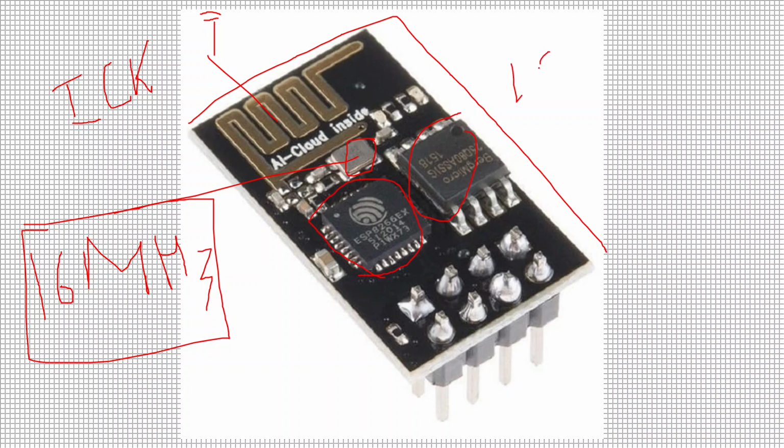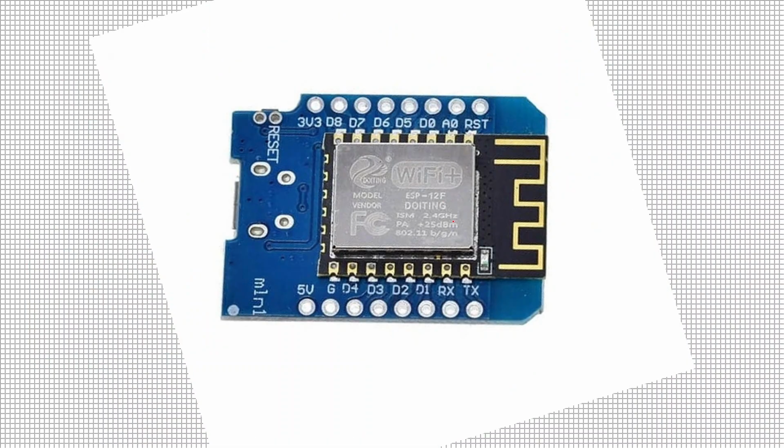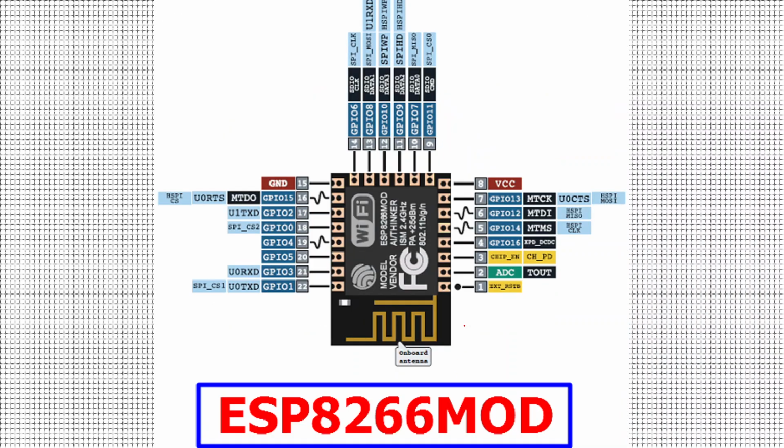So ISM stands for Industrial Science and Medicine radio frequency range. So this works on 2.4 megahertz. Sorry, 2.4 gigahertz. So yeah, here you can see the ISM 2.4 gigahertz and the power amplification as 25 decibels in milliwatt. So here we can see the schematic of this whole Wi-Fi module.